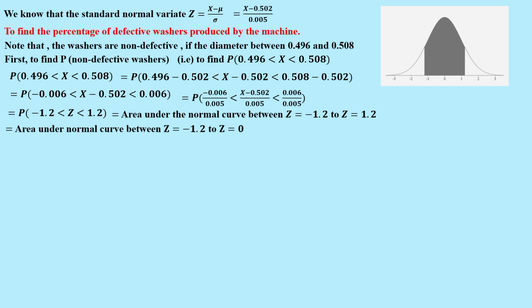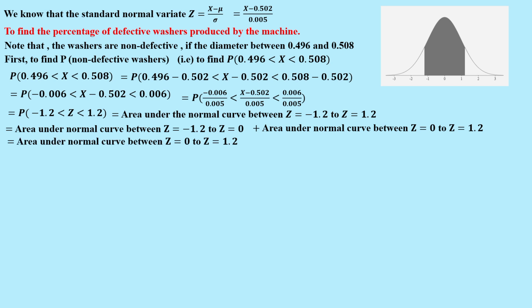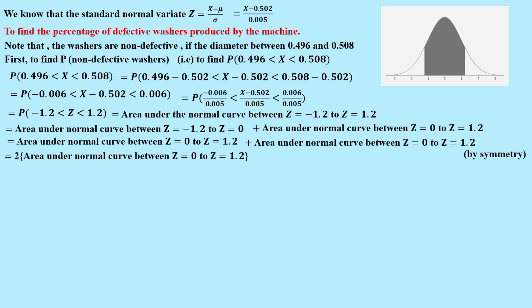So directly you can write 2 times the probability of 0 less than z less than 1.2. Otherwise you can do the splitting: first the negative side area plus the positive side area. Minus 1.2 to 0, then 0 to 1.2. Minus 1.2 to 0 is nothing but z equal to 0 to plus 1.2, because the area is equal because of the symmetry of the curve. So the area under the normal curve from 0 to 1.2 plus the area under the normal curve from 0 to 1.2, so 2 times the area from 0 to 1.2. So 2 times the probability of 0 less than z less than 1.2.